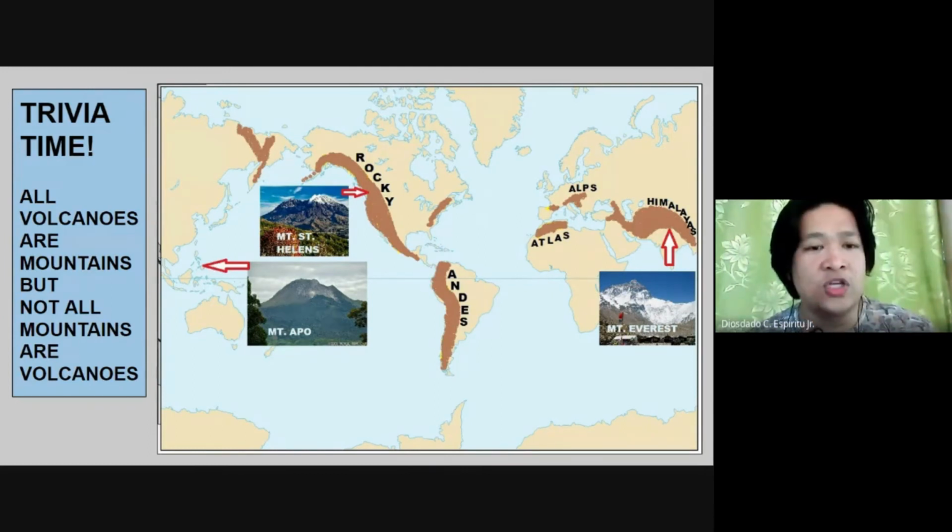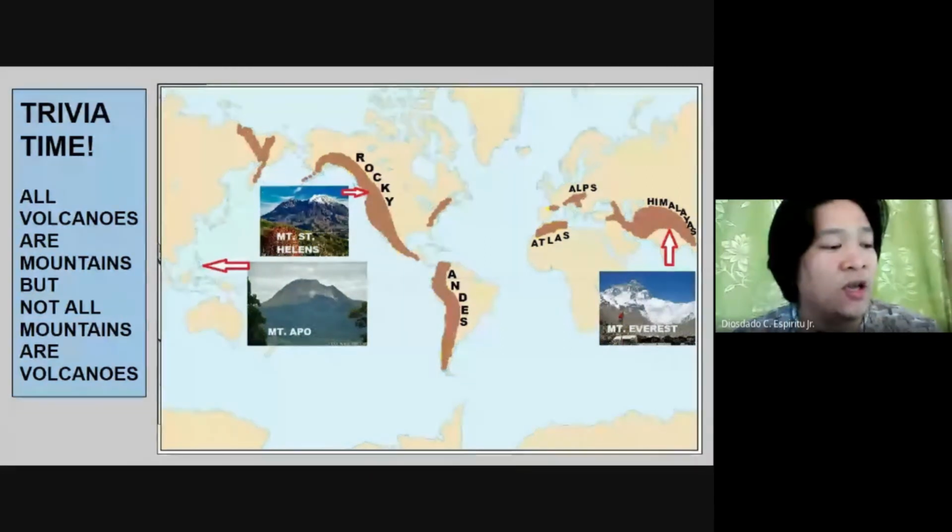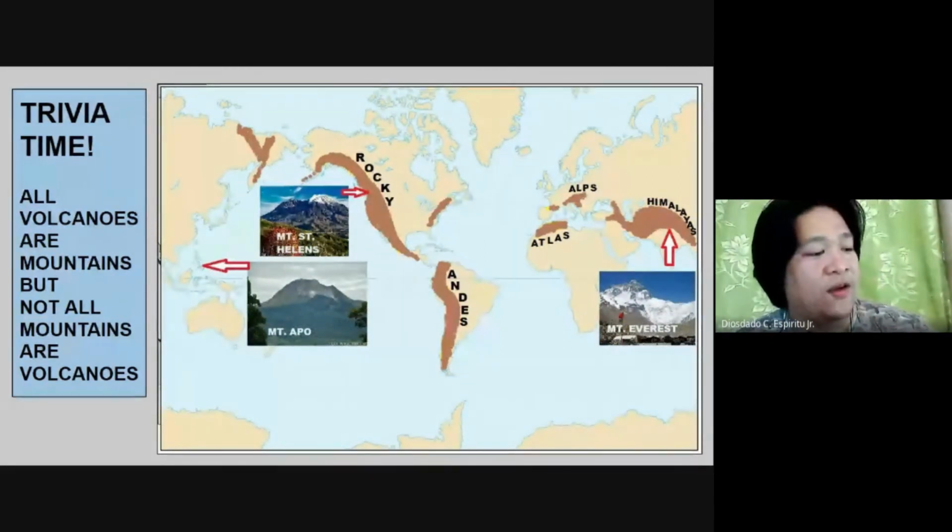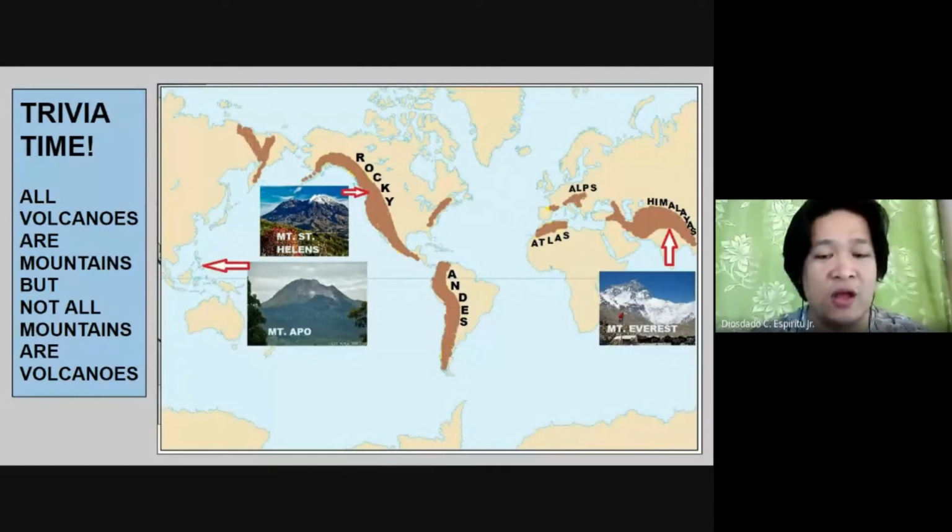If you want to search more on the different mountains in different regions, read your module, so you have a list of mountains there. Do you have any question about our describing the different mountain ranges around the world? If there are none, let's proceed with the next objective.